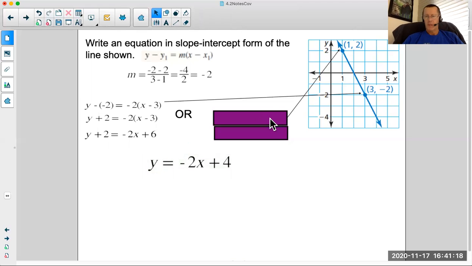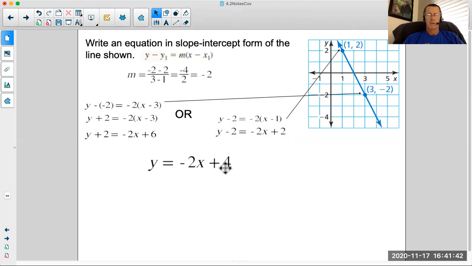Notice, though, that if we use the other point and we plugged in 2 for y sub 1, 1 for x sub 1, and again, the same -2 for the slope, this point slope is different than this one, but that's okay. There's an infinite number of points on this line, so there's an infinite number of point slopes. But when I distribute and move over the 2 to get y by itself, I get the same slope intercept form, because there's only one y-intercept and there's only one slope for a given line. So this is going to be the same.